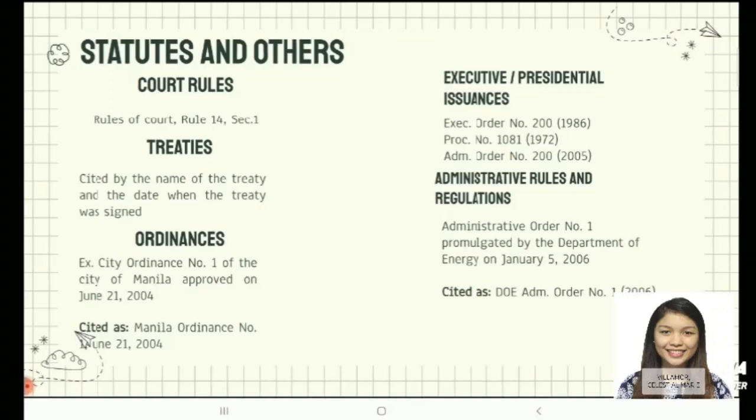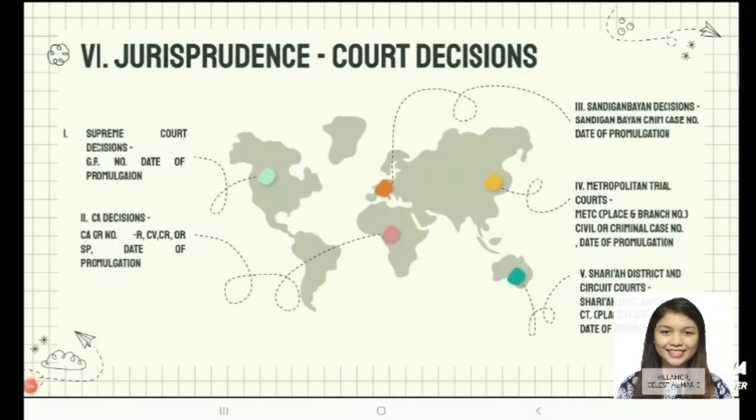So upon citing jurisprudence or court decisions, we have Supreme Court decisions and many others. The standard citation is the family name of the parties, GR number, and the date. Instead of VS, use only V. People of the Philippines is cited as People, and Republic of the Philippines is cited as Republic.